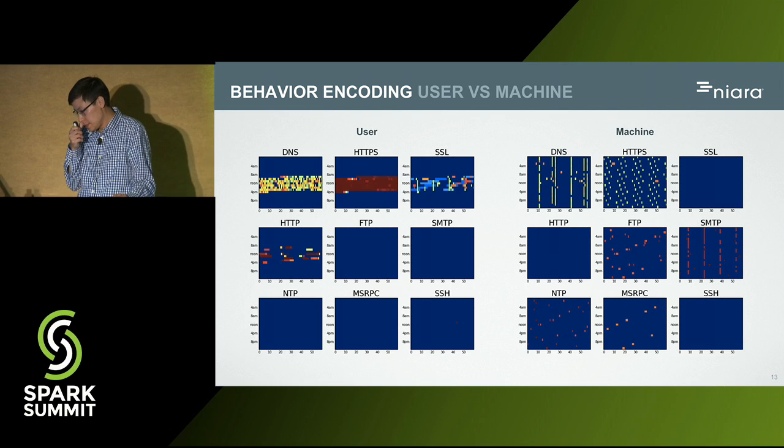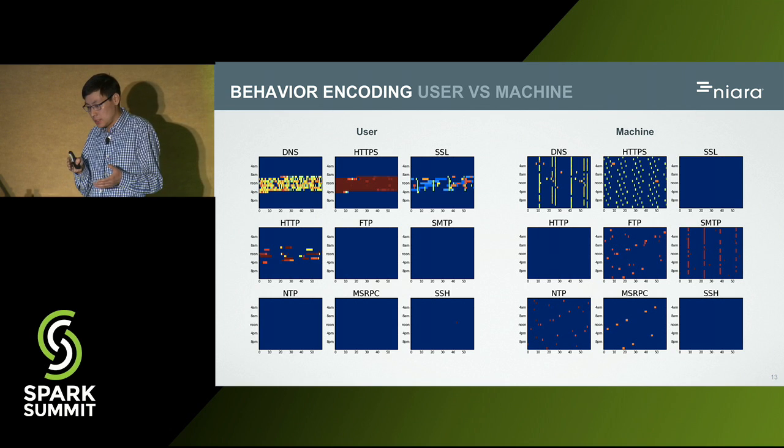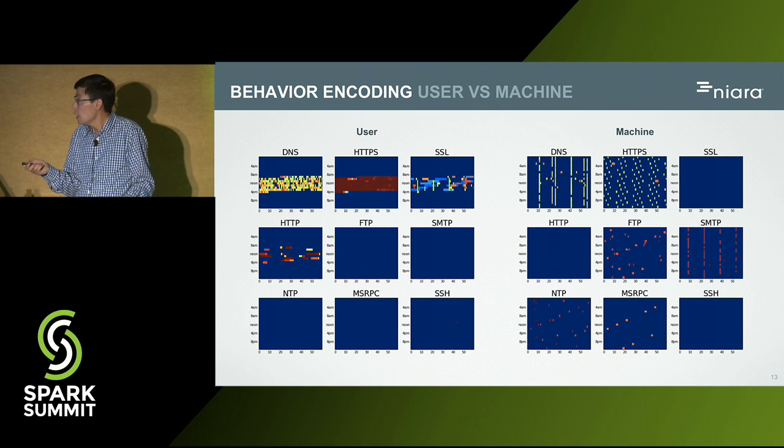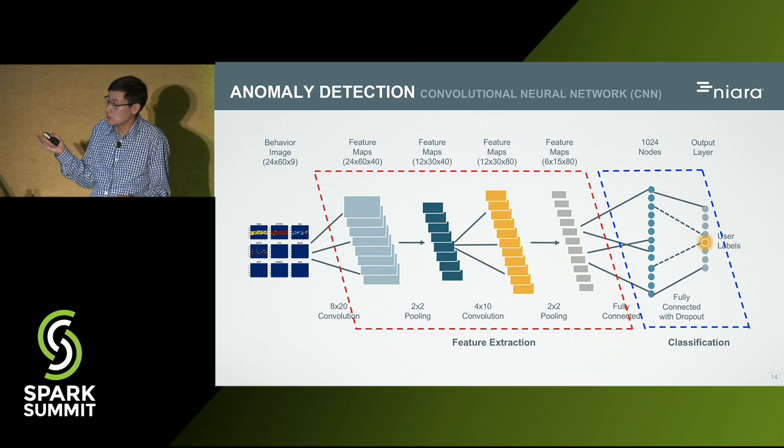And with this kind of image encoding, we can convert each user's or device's daily behavior into a graph. The next thing is to build, you are probably familiar with this, the convolutional neural network we built.